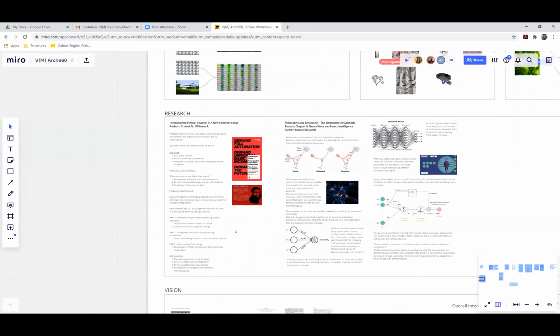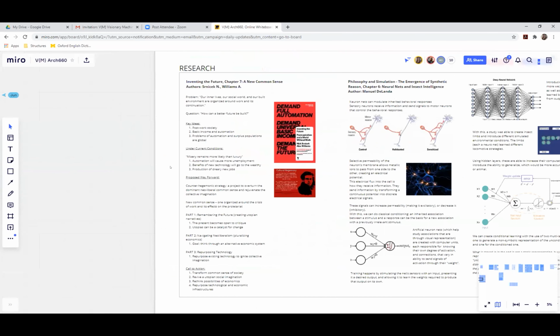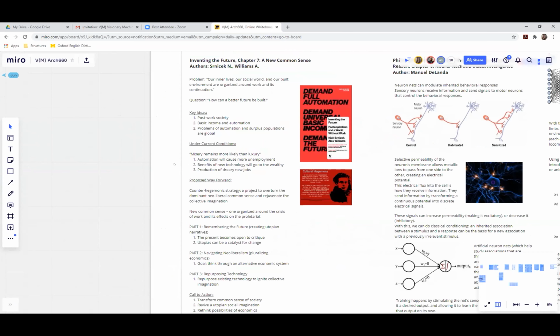And we also each took a different chapter or research book or article. The first one was from Inventing the Future, Chapter 7, A New Common Sense. And some of the key ideas were describing a post-work society, the concepts of basic income and automation, and how these problems of automation and surplus are global problems.